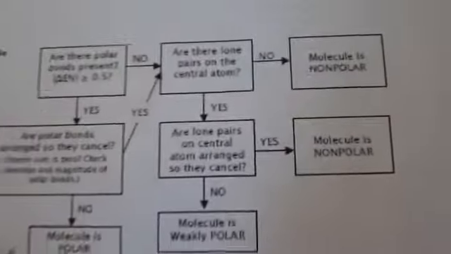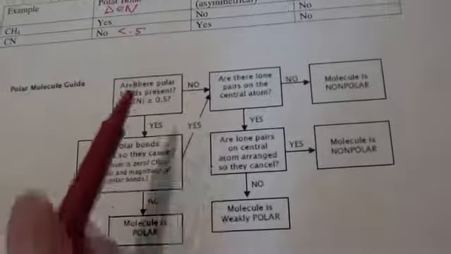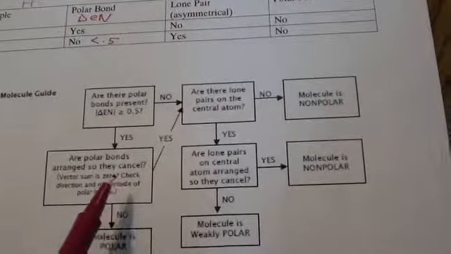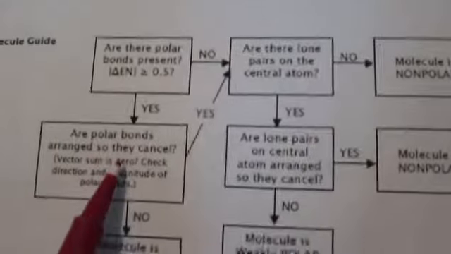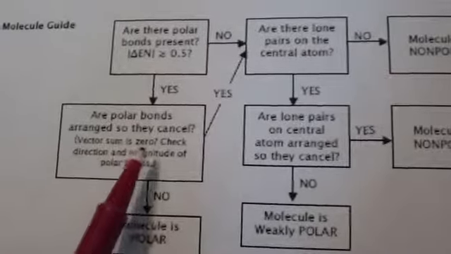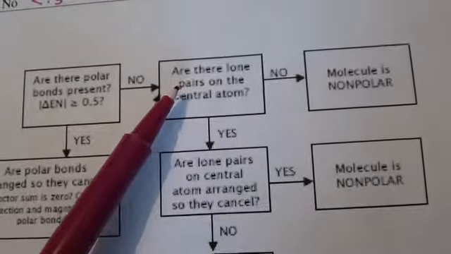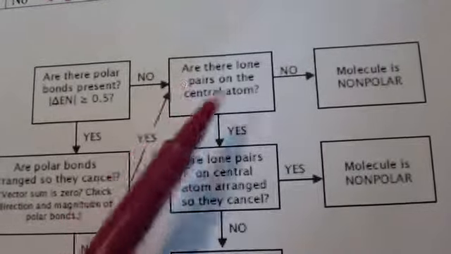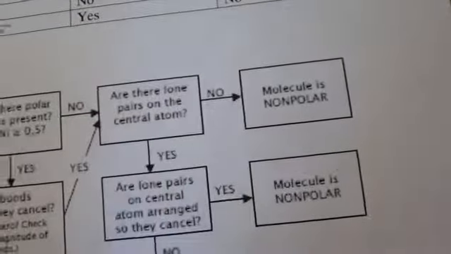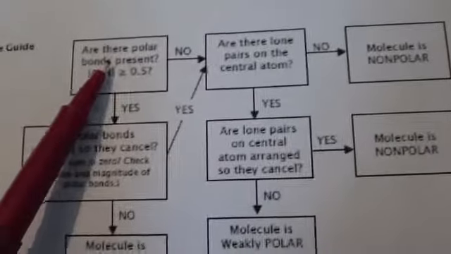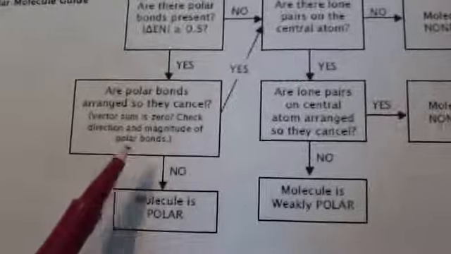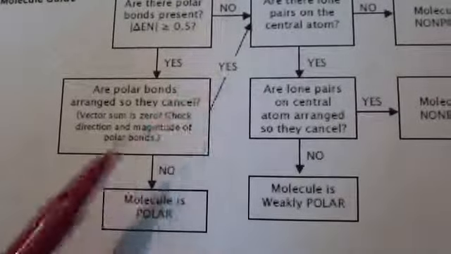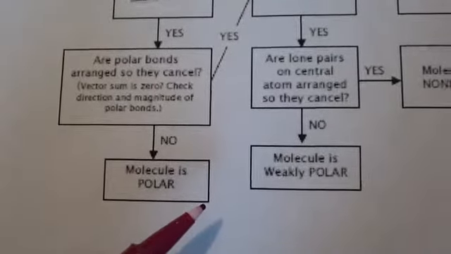Here is a guide for you, and it is on the handout that you should have been given. Are there polar bonds present? If the answer is yes, then you have to check and make sure that there are lone pairs on the central atom. If no, it is nonpolar. Only if the bonds are polar and there is a lone pair can it be a polar molecule.